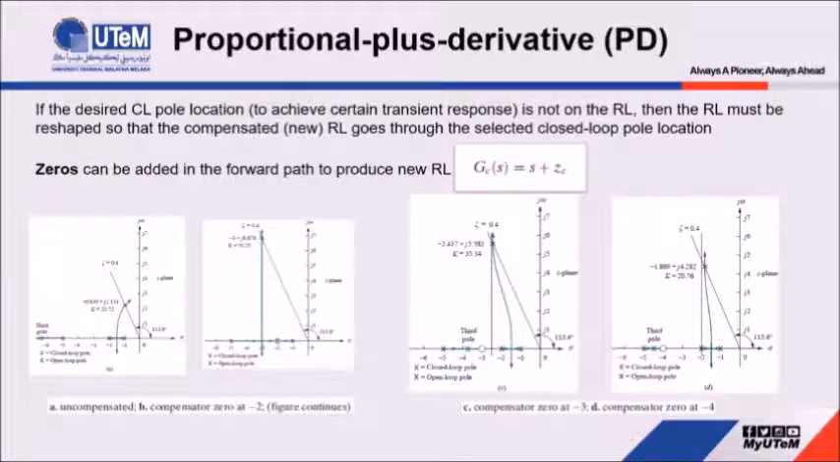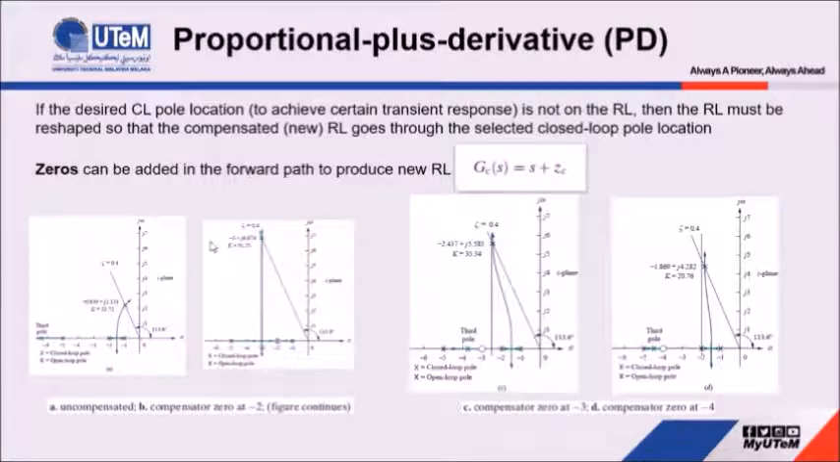When we talk about transient performance, the parameters that we have to improve are Ts, Tp, omega n, and zeta. In order to design that controller, we have to make sure the location of the pole can be changed to a new location that can improve the performance of the transient response. To do that, we have to reshape the uncompensated root locus so that the composite new root locus goes through the selected closed loop pole location.